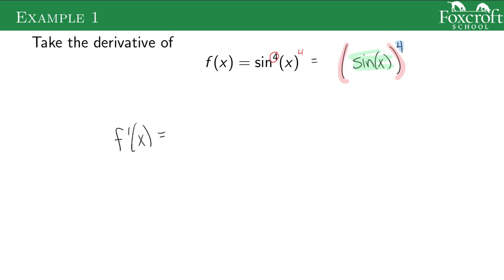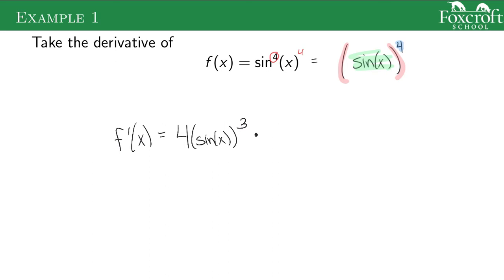Okay, how do I take the derivative of an exponent of 4? Well, I do the power rule. I bring the 4 down, and I subtract 1 from the exponent. Again, the thing inside the parentheses is the same, so I keep that sine of x in there. I'm just bringing that 4 down to the front and subtracting 1 from the exponent.